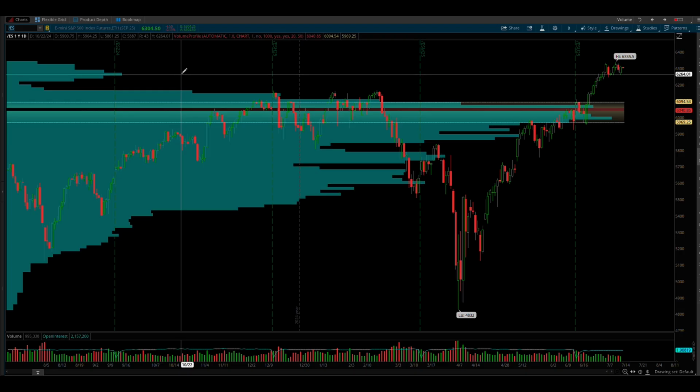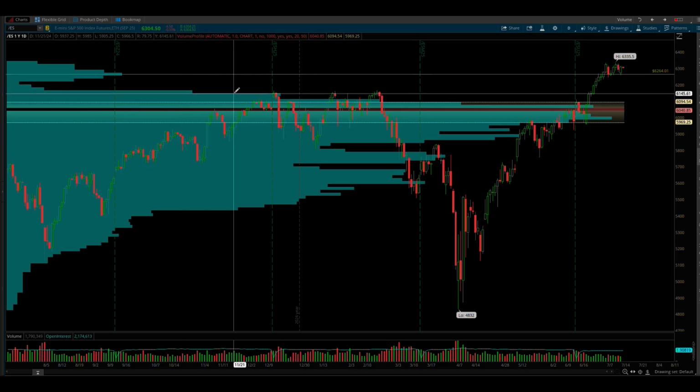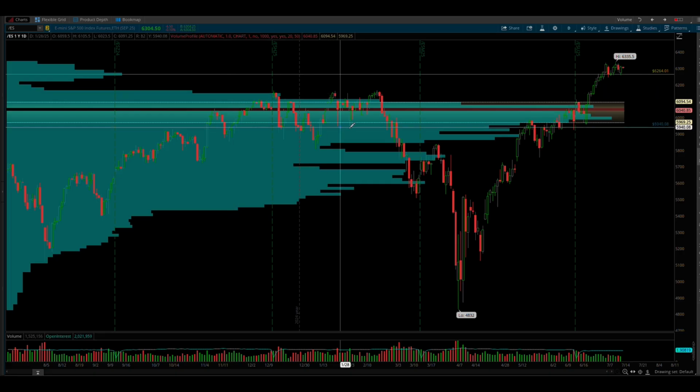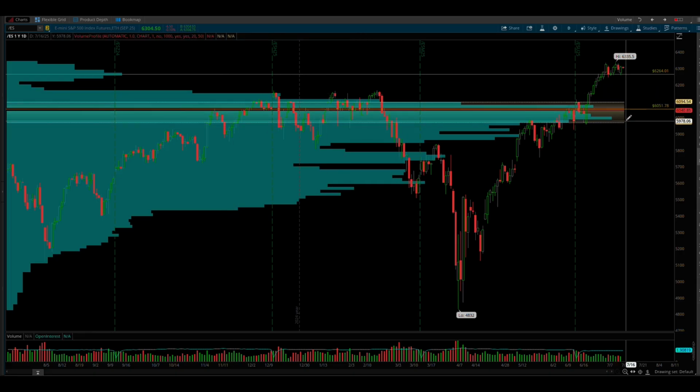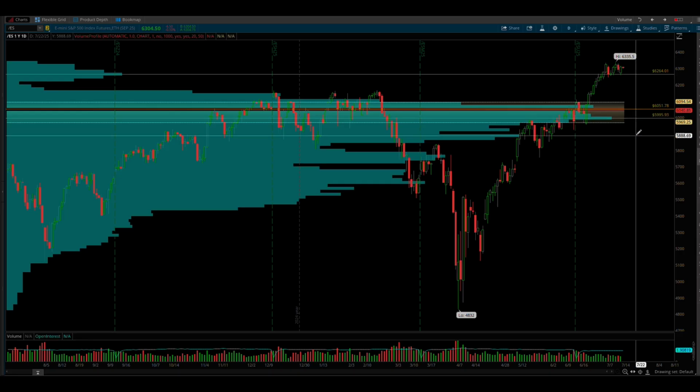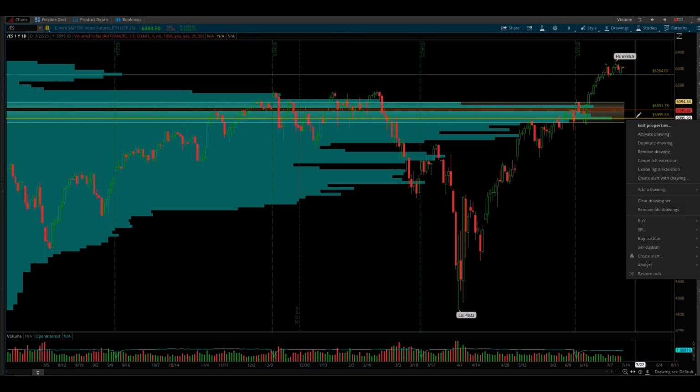On ES, there's the same thing. There's a little spot right there. There's one down here. I'll put one right there. We'll put one down here because that's the point of control. And then I'd put one down here. I typically only mark about 3 levels that I like to see.